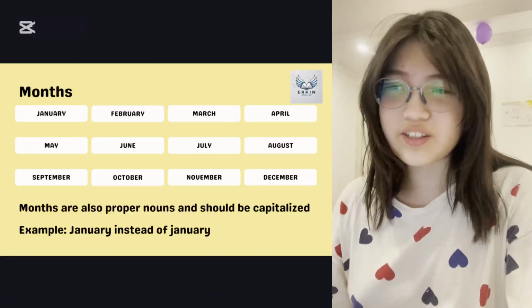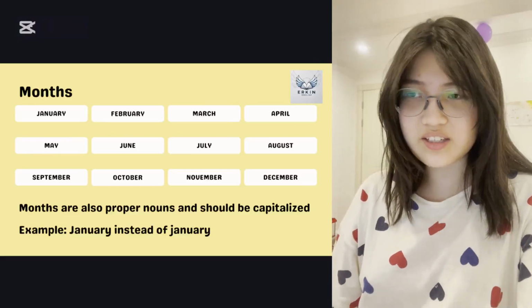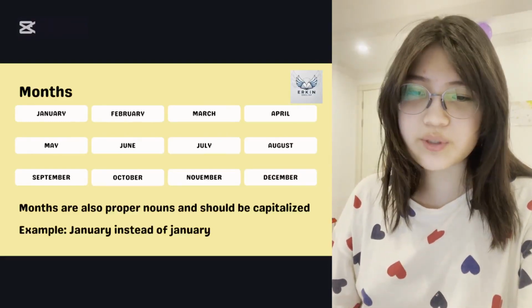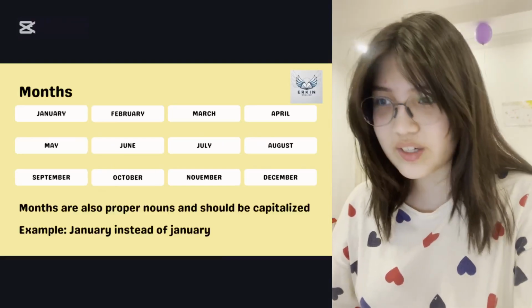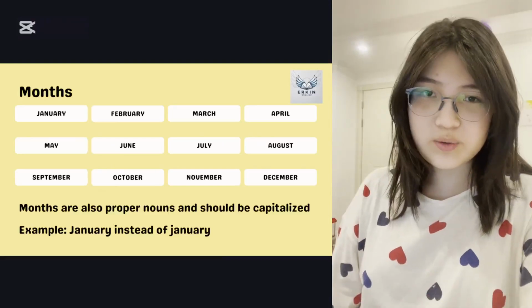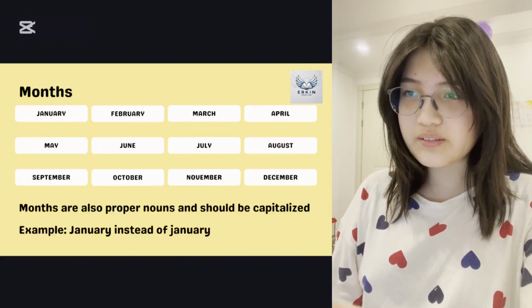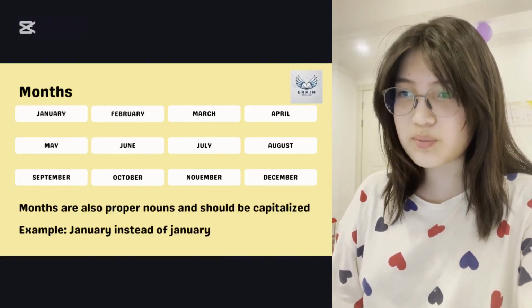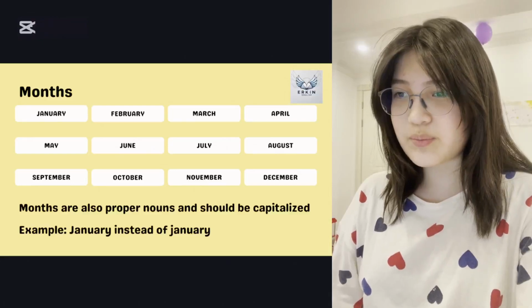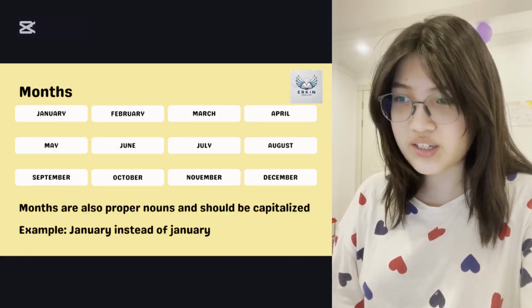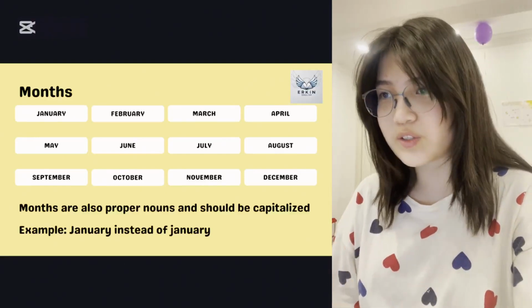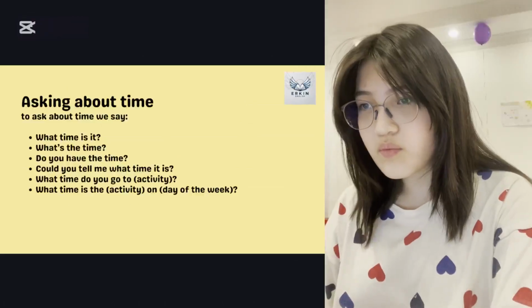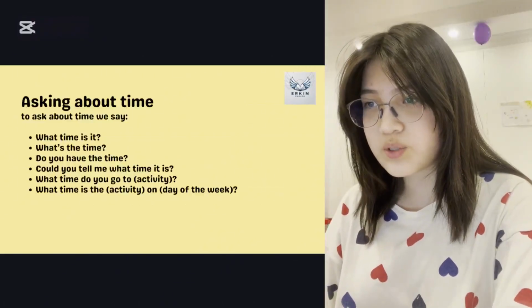Now we can go on to months, and we have 12 months in a year, which are January, February, March, April, May, June, July, August, September, October, November, and December. And months are proper nouns too, so the first letter of each month should be capitalized. And in this example, we have January with a capital J instead of January with lowercase letters throughout the whole word.